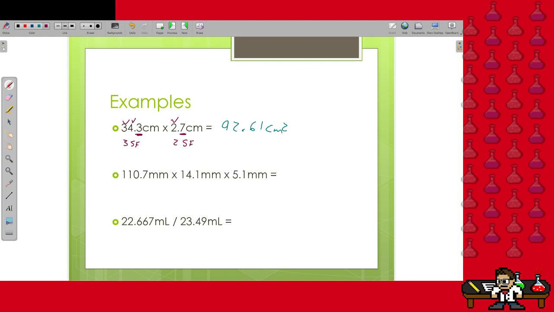So since we're only 2 significant figures sure about this number, we can only be 2 significant figures sure about this answer. So I'm going to find my second significant figure here. Starting from the left side, I have a number that we're going to be sure about and a number that we're going to be doing some rounding with. So I'm going to take 92.61 and round to the nearest ones place, and I'm going to get 93 centimeters squared.